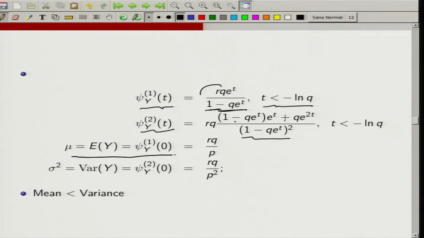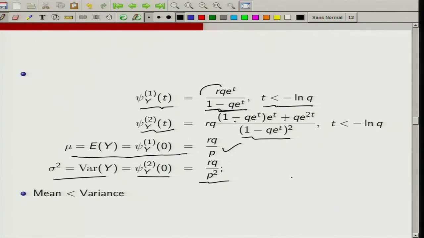So, my mu, which is expected value of y, is nothing but psi y 1 at 0. Psi y 1 at 0 is nothing but e to power 0 is 1. So, r q divided by 1 minus q e to power 0 which is 1. So, r q upon 1 minus q, which is nothing but r q by p. Let us look at sigma square, which is variance of y. Variance of y is nothing but psi y 2 at 0, because psi y t was log of m y t. So, r q is outside, t is equal to 0, 1 minus q. Here t is equal to 0, e to power t will give q. So, 1 minus q plus q, which is 1. So, which becomes r q divided by 1 minus q e to power 0 is 1. So, 1 minus q whole square, which is p square. So, r q by p square.